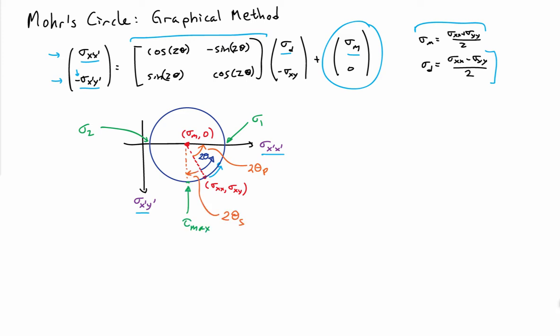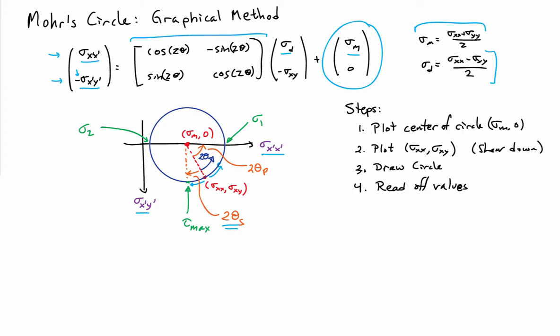The maximum shear is the point at the bottom of the circle, tau max, and the shear angle is simply given to us as through the rotation from the point we know to the bottom of the circle there. And you just have to keep track of the fact that the rotations on the circle are twice the physical rotations, so we get 2 theta s there.